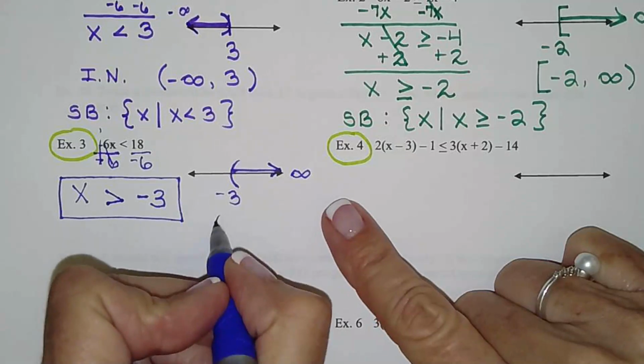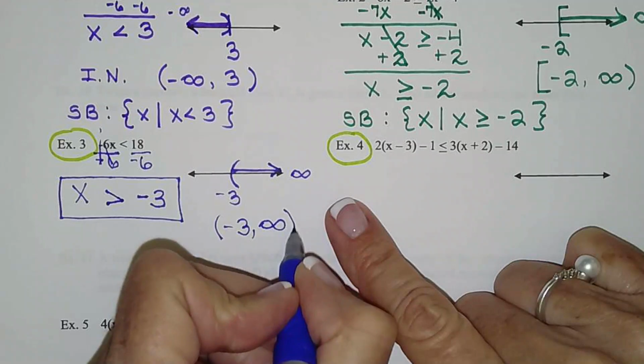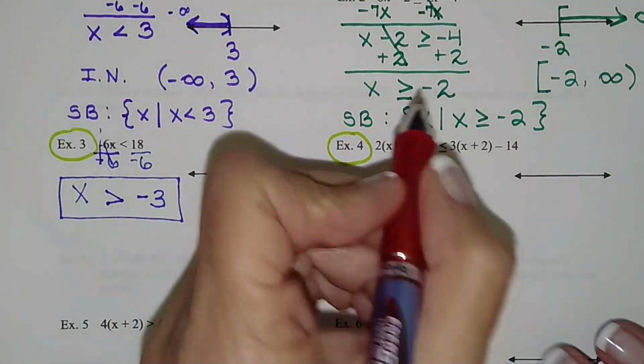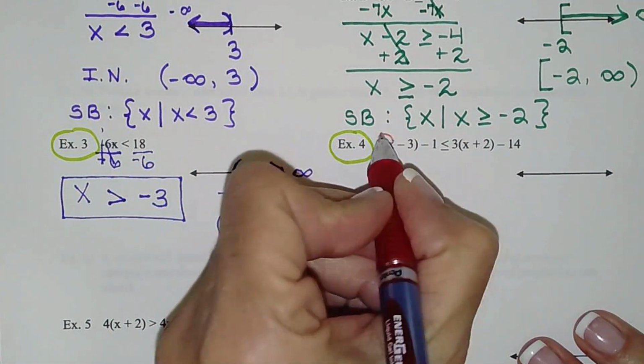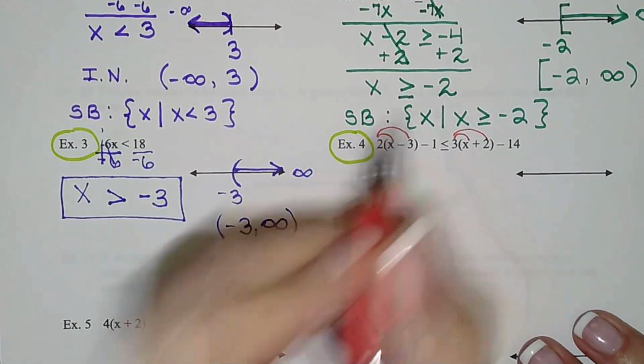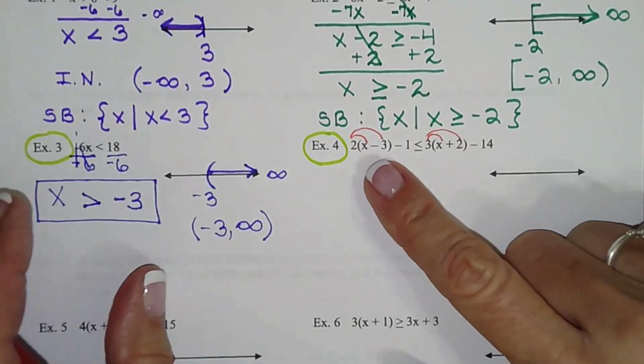So parenthesis, -3, comma, infinity, always a parenthesis. There you go. There's the 3 parts you're going to be asked for. Okay, the next one was a little bit tougher, wasn't it? A little bit more work, but great practice. This would be a perfect one for a test question. Perfect. A little bit of work, but still testing your skills here.